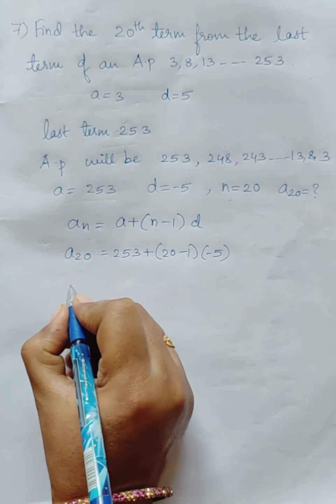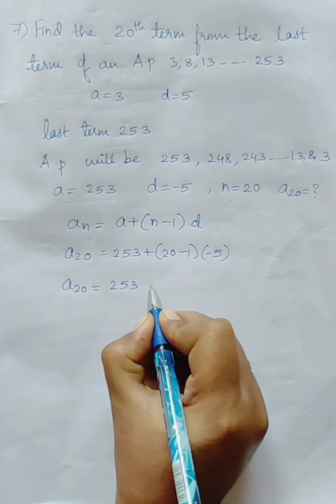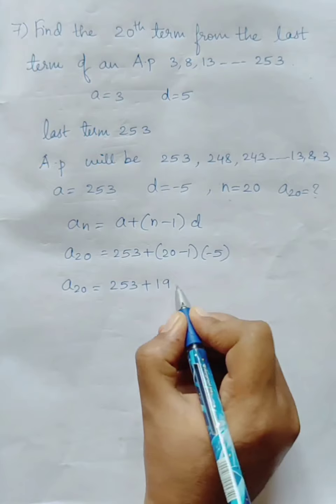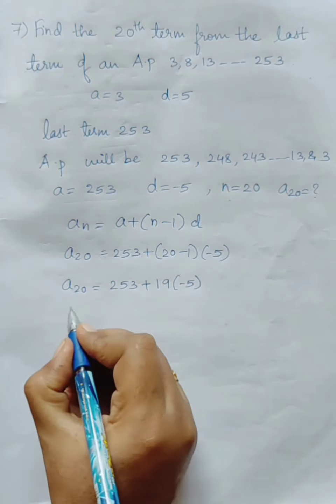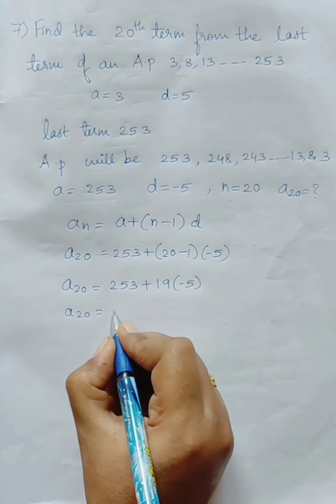Okay. Next, A20 is equal to 253 plus 20 minus 1, which will be 19, into -5. Okay. So A20 is equal to 253.